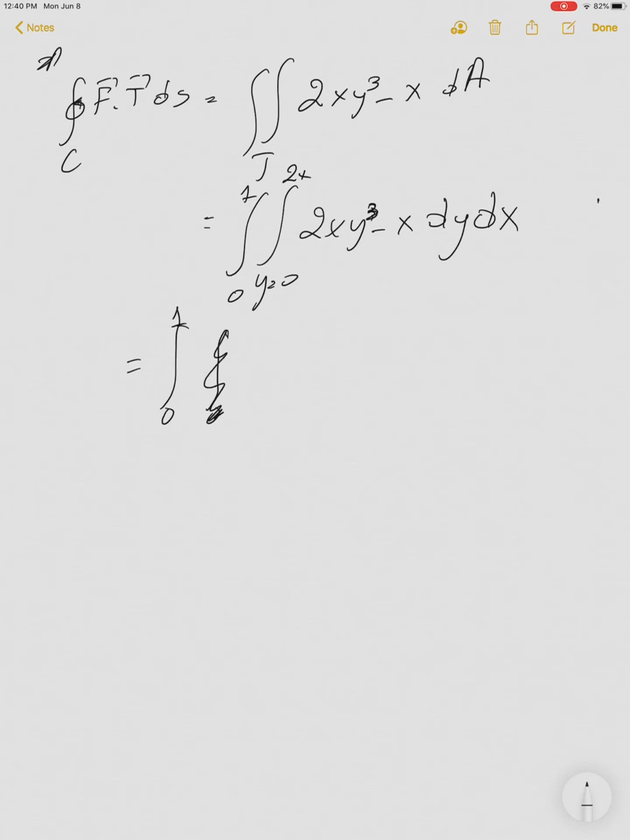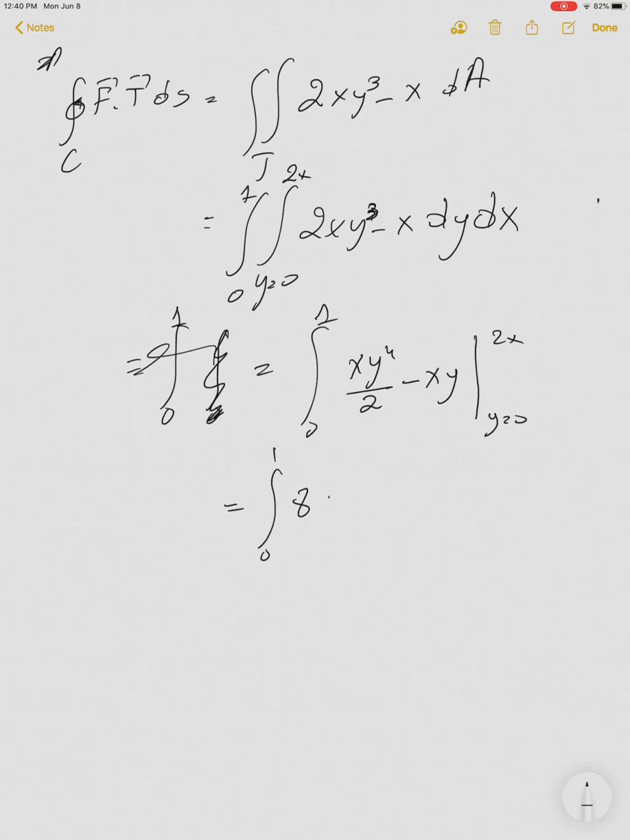Let's integrate with respect to y, from 0 to x. What is the integral of 2xy cubed with respect to y? This will be xy to the 4 over 2 minus xy, where y is between 0 and x. Now x to the 4, times x, gives 8x to the 5 in the first term, minus x squared... when y equals x, and when y equals 0, this is 0. And here I have dx.